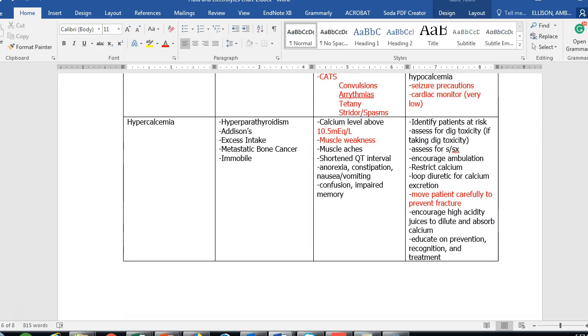Well, you identify the patients at risk. You encourage ambulation. You restrict calcium. Maybe give them a loop diuretic to help with calcium excretion. You want to move the patient carefully to help prevent fracture. You want to encourage high acidity juices that help dilute and absorb the calcium. And again, education.